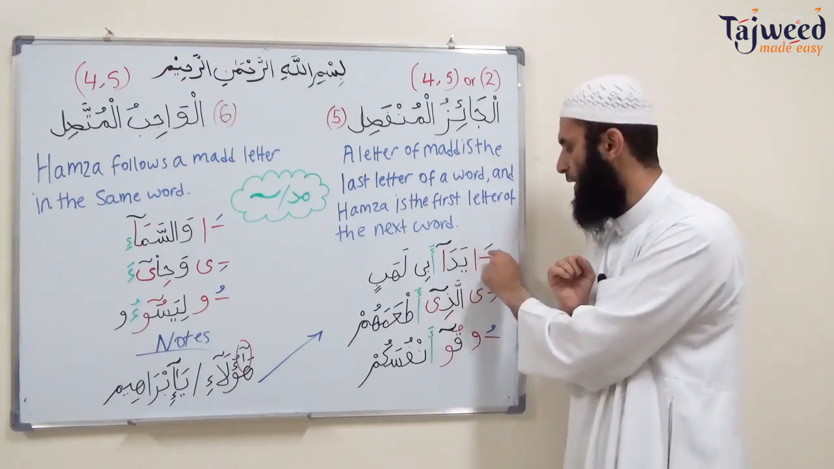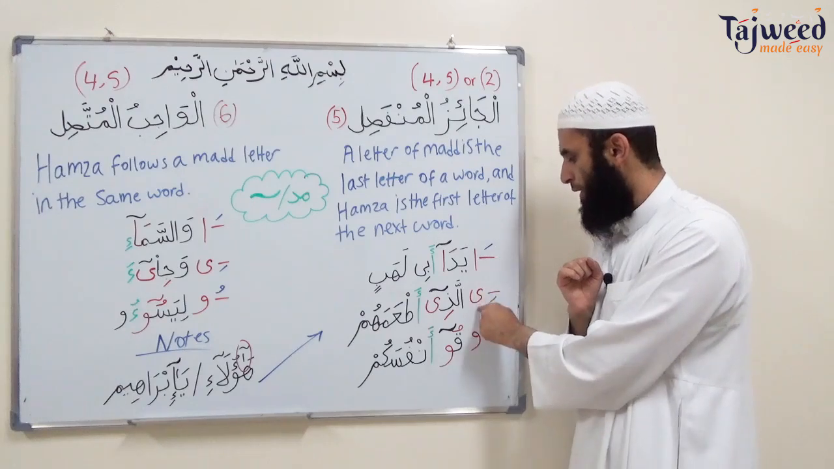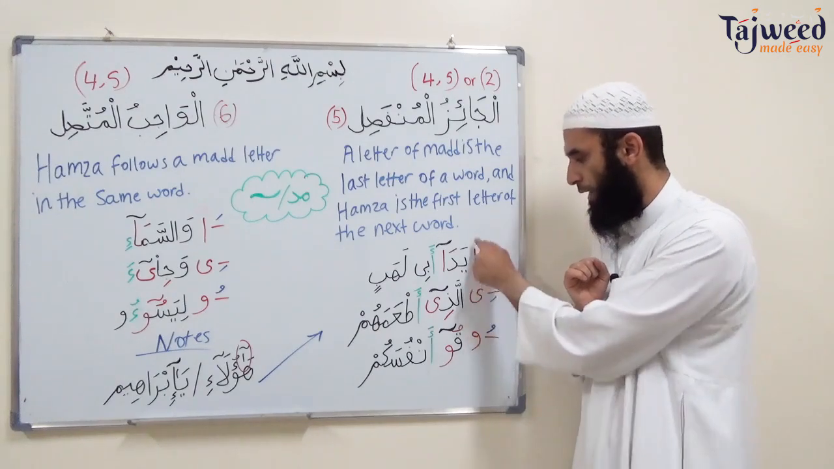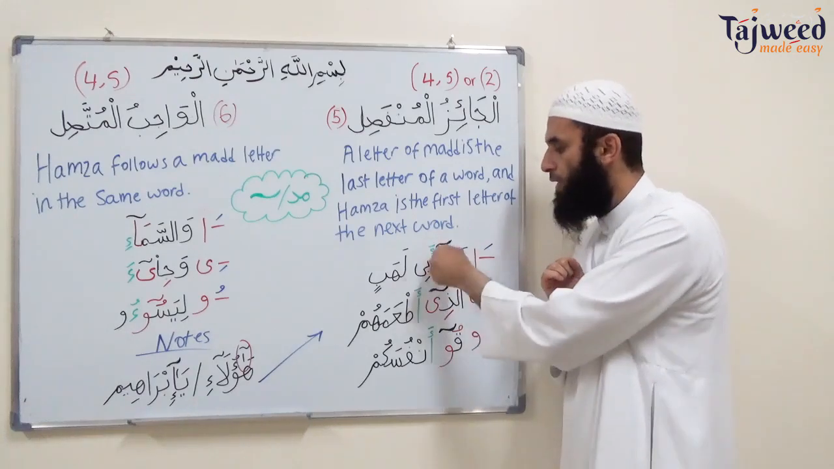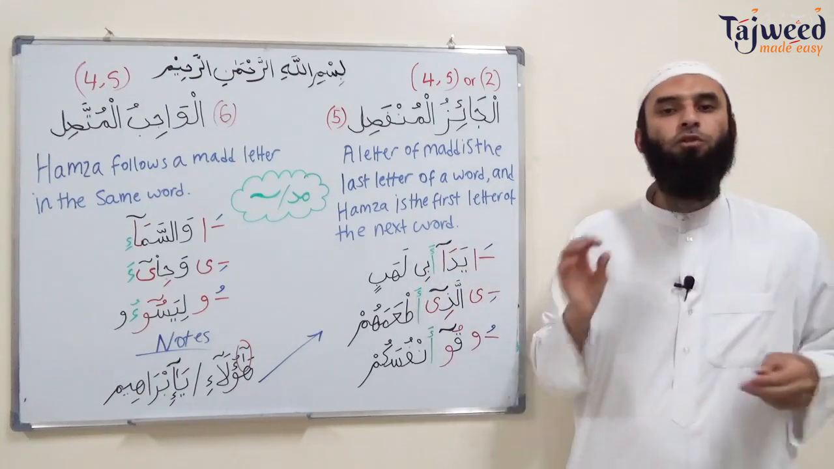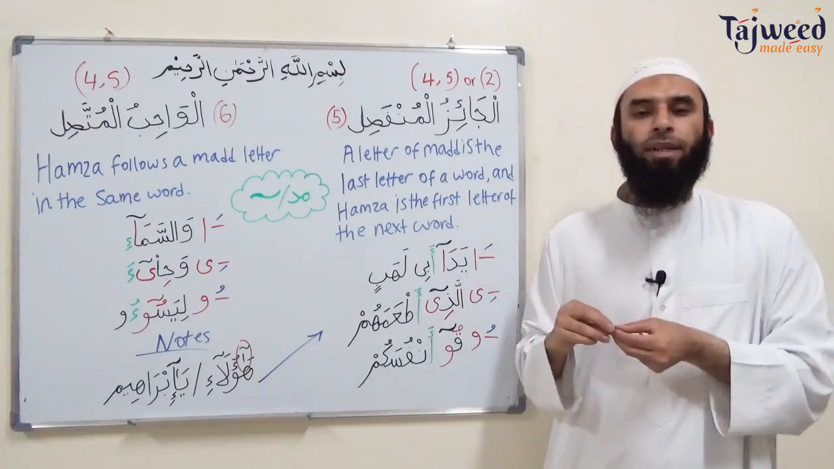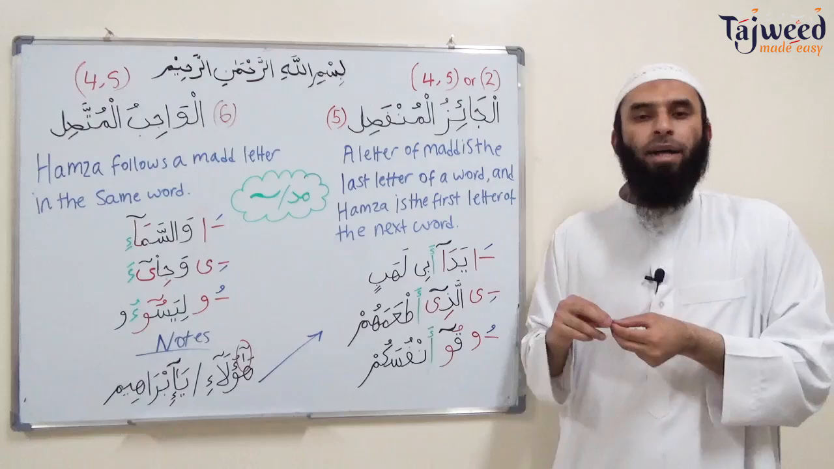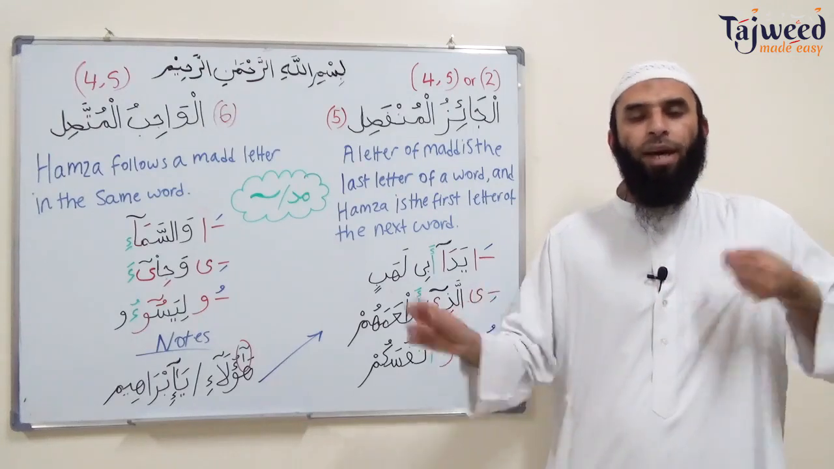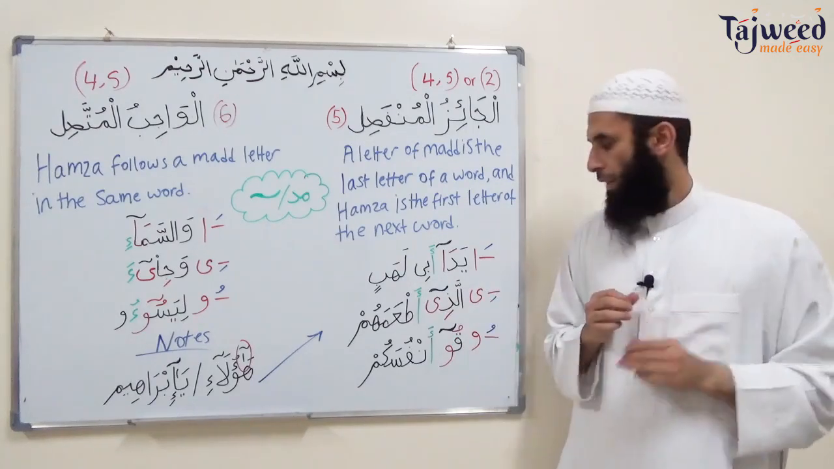If it's an alif preceded by a letter with a fatha, ya preceded by a letter with a kasra, waw sakina preceded by a letter with a dhamma, and we're not stopping on that word, and the following word starts with the hamza, then we're going to stretch this to 4 or 5 counts. So tabbat yada abi lahab. Tabbat yada abi lahab. 4 or 5 counts.